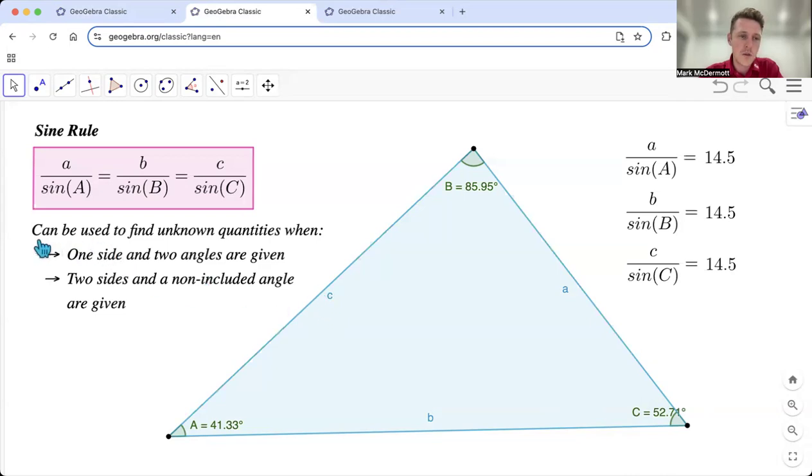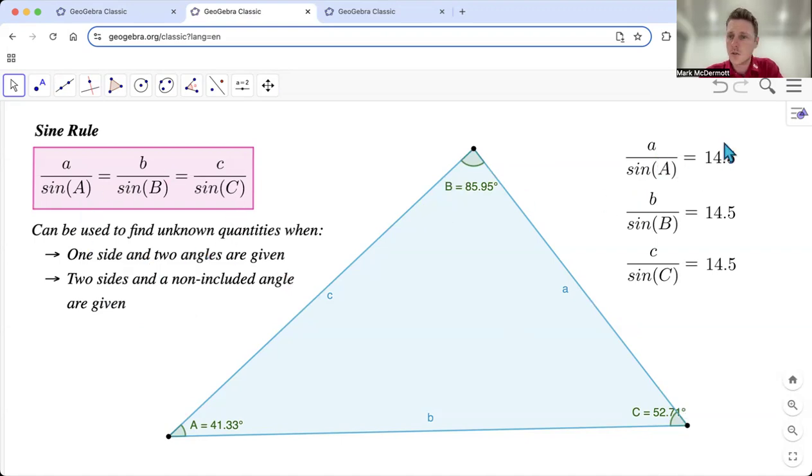So we're going to use it to find unknown quantities when one side and two angles are given. For example, you get given one side and two angles, you can find the other information, or you get given two sides and a non-included angle. For example, you get given this side and this side, you don't get given the included angle, you get given some other angle, such as this one over here. Okay, so that's basically what the sine rule says.